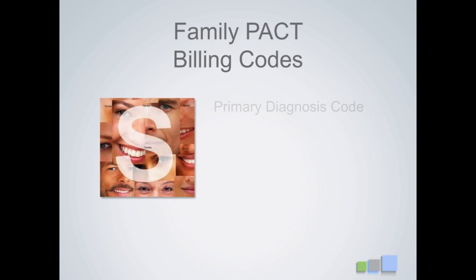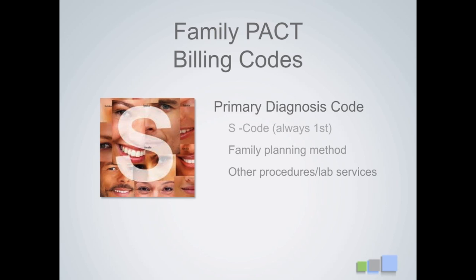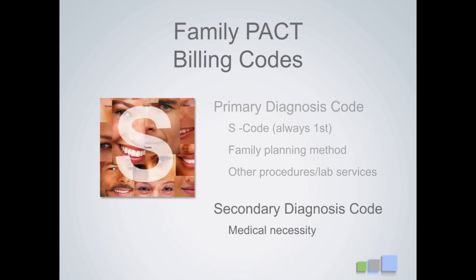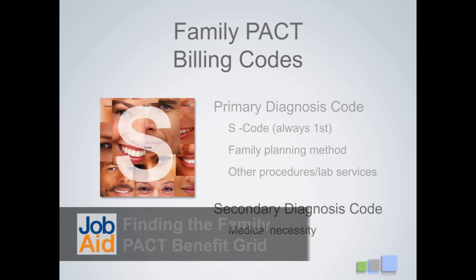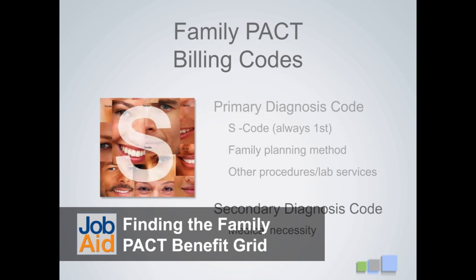Family PACT uses a unique primary diagnosis code known as the S-code. Being primary means it's always the first code you use. The S-code corresponds to the specific family planning method the client is using. Many procedures are included under the S-code, as well as certain lab services. Certain services beyond family planning require a secondary diagnosis code due to medical necessity. To learn more, consult the downloadable job aid mentioned previously, Finding the Family PACT Benefit Grid, for more details.